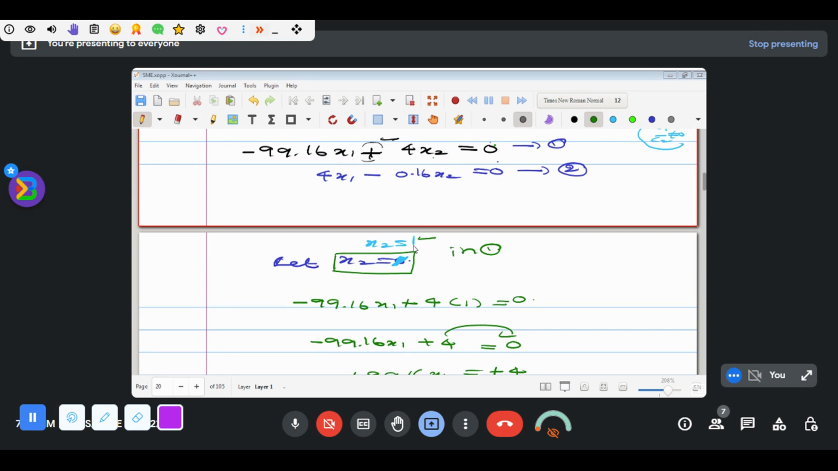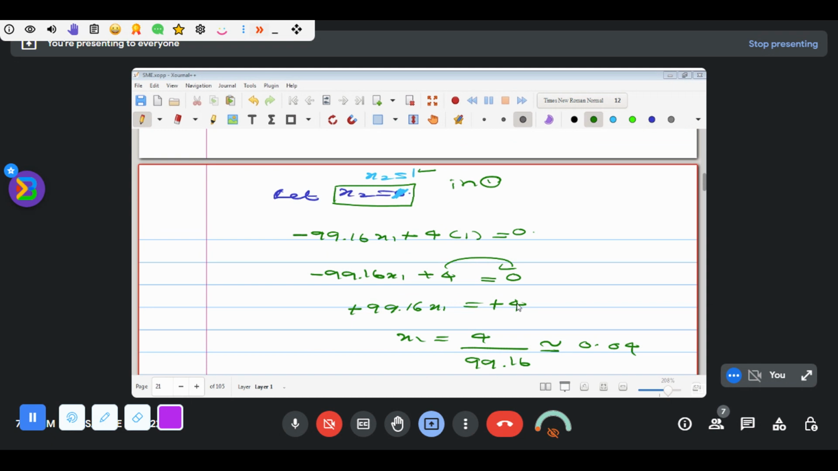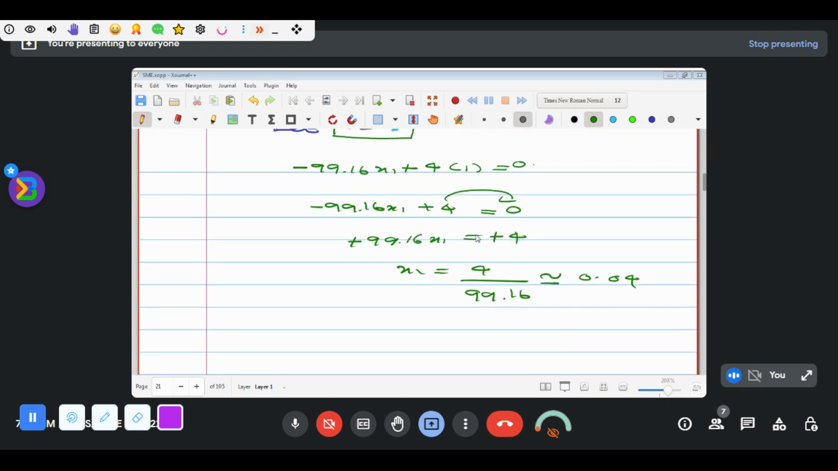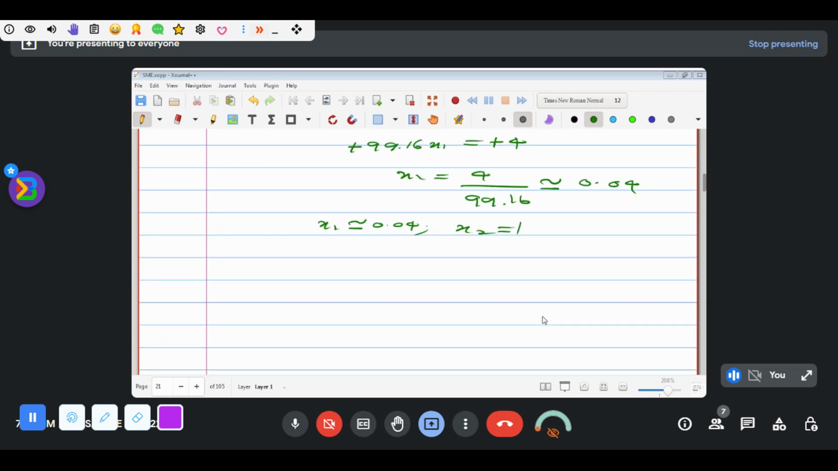After that, this 1 moves to this place and we do some calculation. This is a lower class calculation only, not a higher one. Therefore x1 is approximately equal to 0.04. We already assumed that x2 equals 1. Therefore, the first eigenvector is completed.